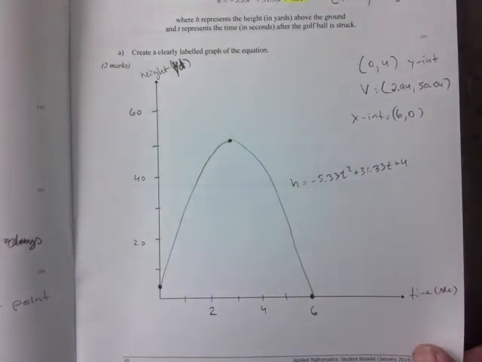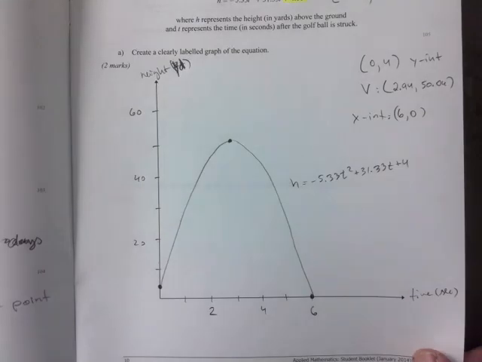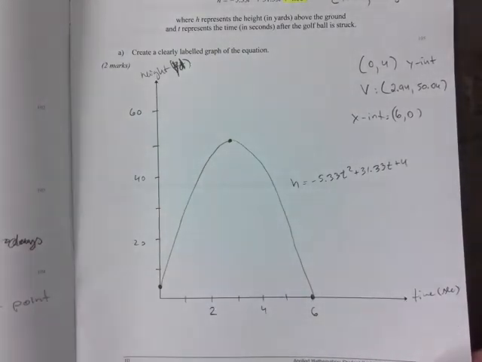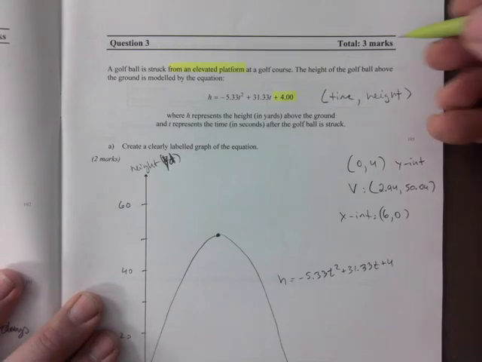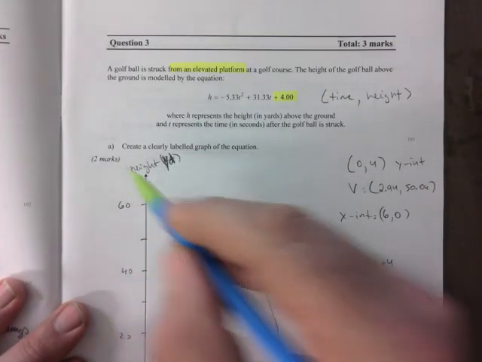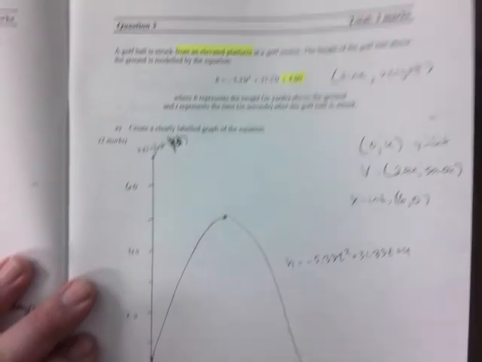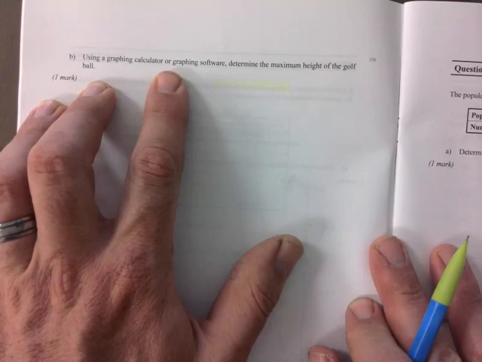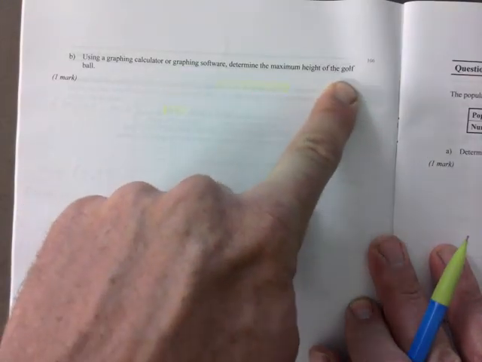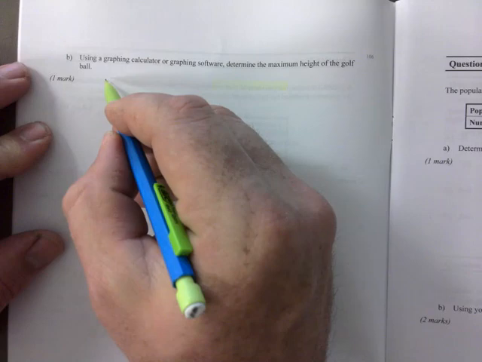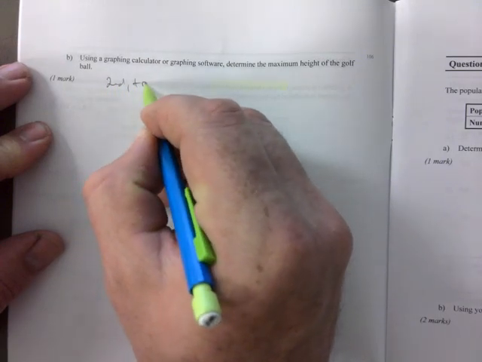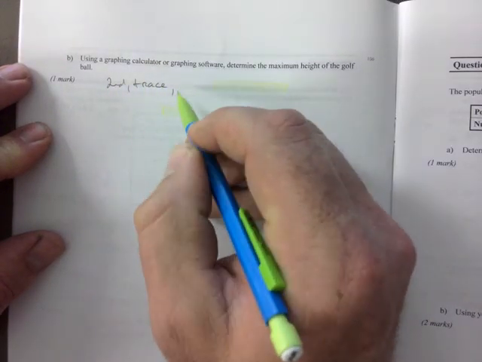All right, backside. The top always says this question has a total of 3 marks attached to it. 2 of those are taken up by the graph. And then we're going to do the backside here. Using a graphing calculator or software, determine the maximum height of the golf ball. Guess what? We already know that. But I'm going to show my work anyhow, okay?